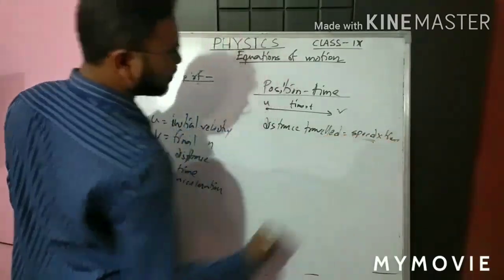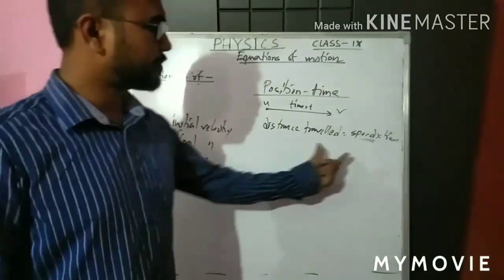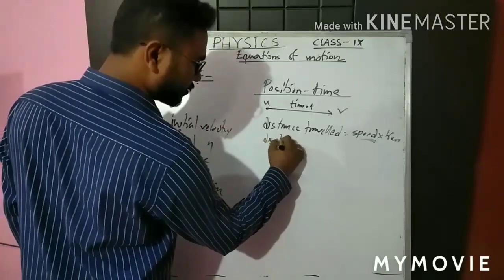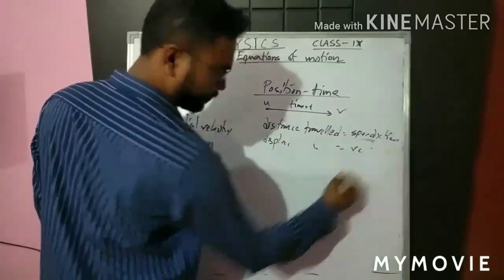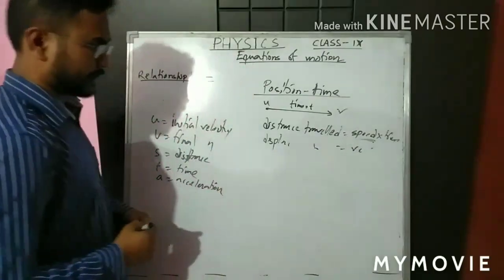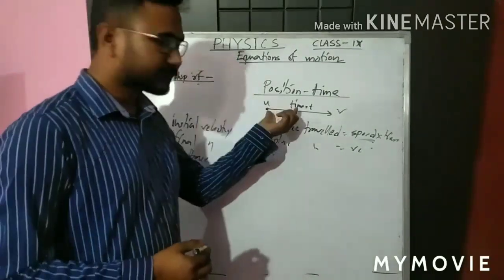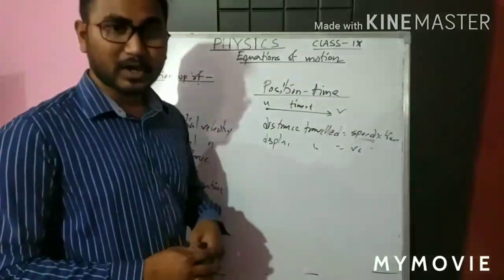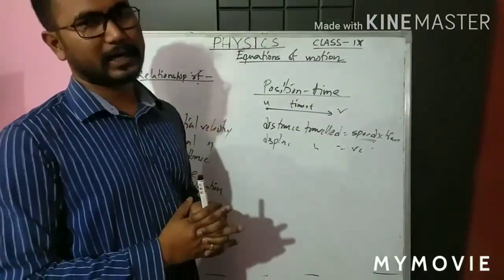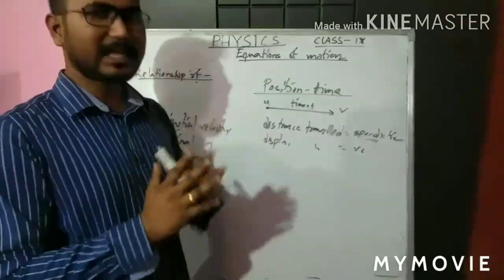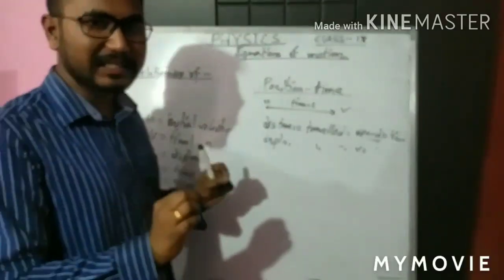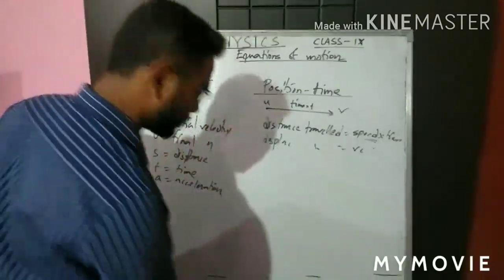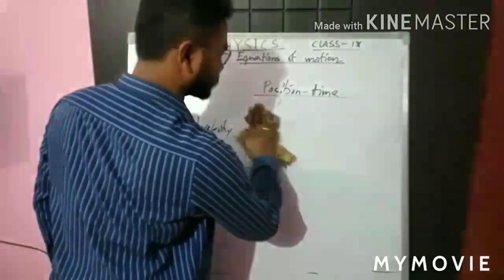Speed into time, where that speed was fixed. Or displacement: if I consider displacement, what will be velocity into time, right? But which velocity will we consider here? Because here velocity is changing, you can't consider u, you can't consider v. So in that type of problem, you will always consider average velocity. What velocity will we consider? Average velocity.